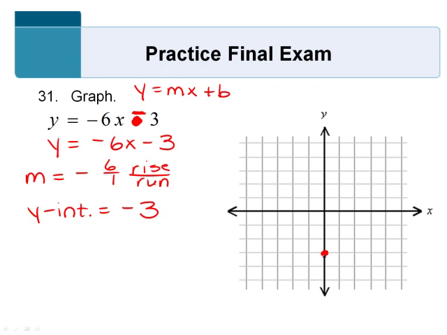So from there we need to rise. Look at your slope. We're going to rise 6. So we're going to go up 1, 2, 3, 4, 5, 6. And because it's negative, I'm going to run 1 to the left. If it had been positive, I would run 1 to the right.